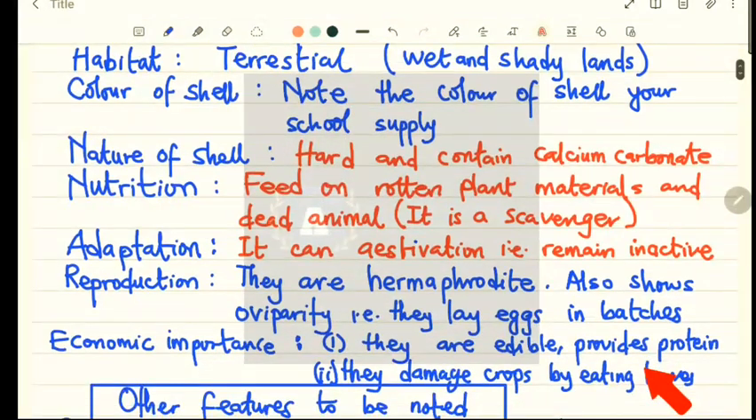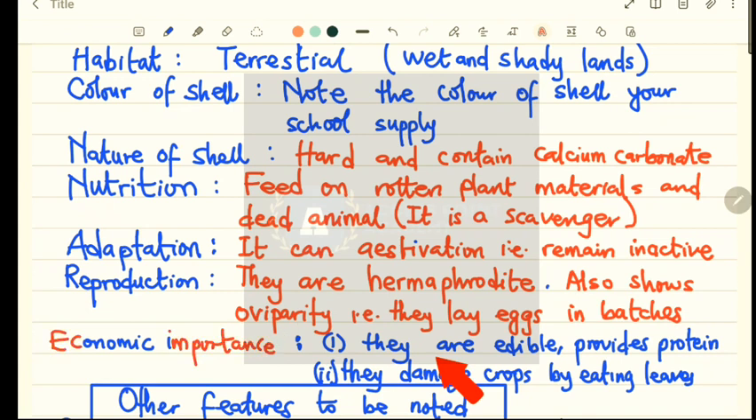And what kind of reproduction is present in it? It is actually a hermaphrodite, which means it has the male and the female organs in it. At the same time, it shows oviparity, which means that it lays eggs in batches.